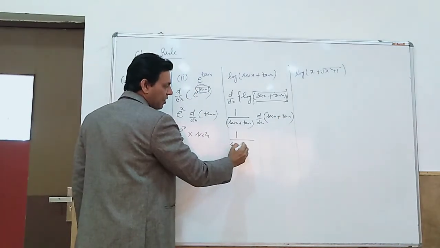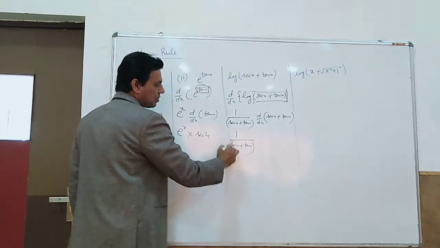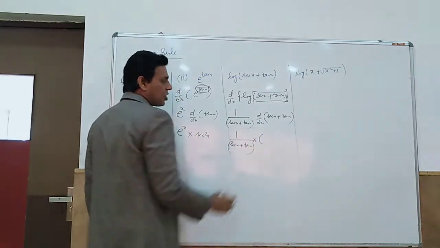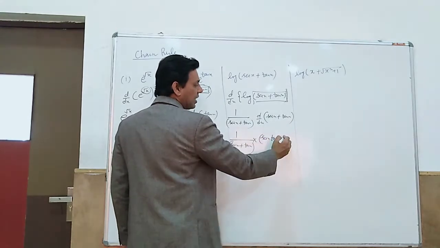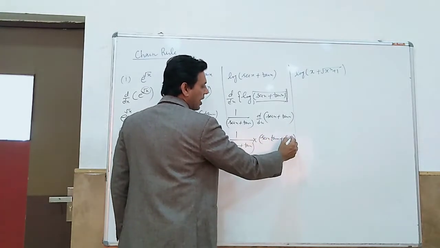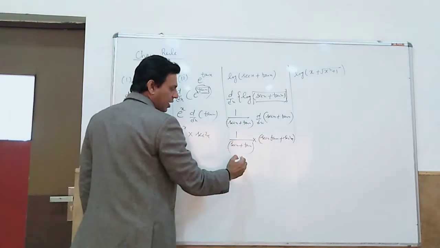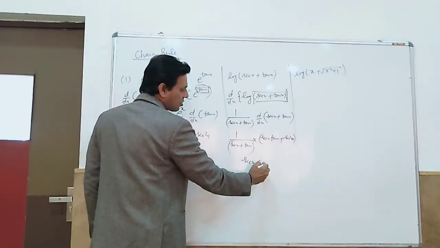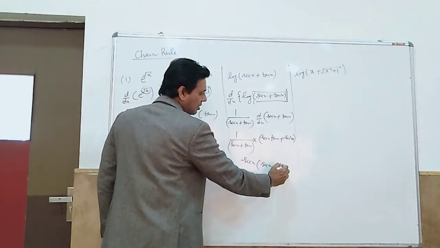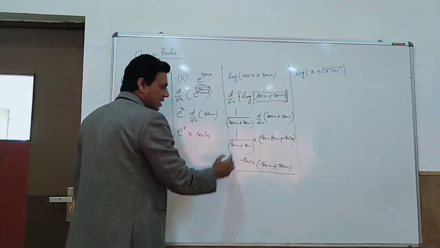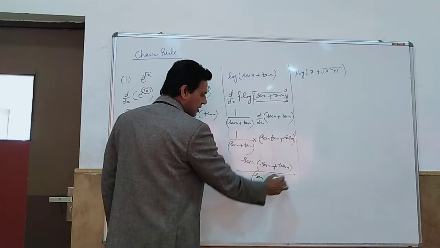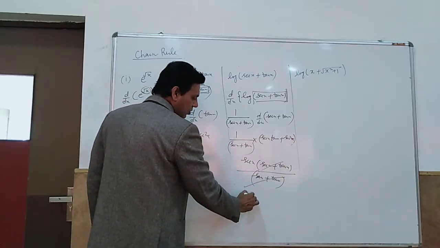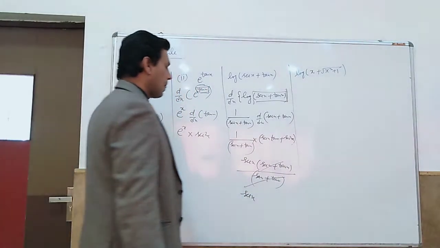Now the simplification. The differentiation of sec x is sec x tan x, and the differentiation of tan x is sec square x. From the numerator you can take sec x as common, you will be left with sec x plus tan x, and sec x plus tan x cancels, so you get sec x.